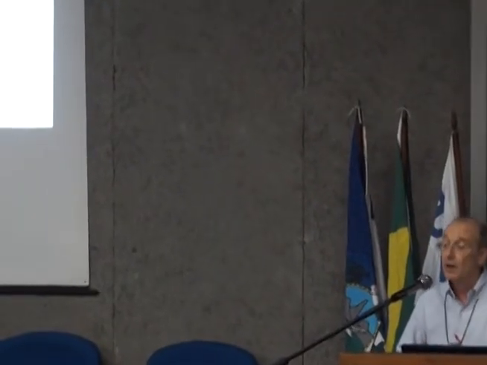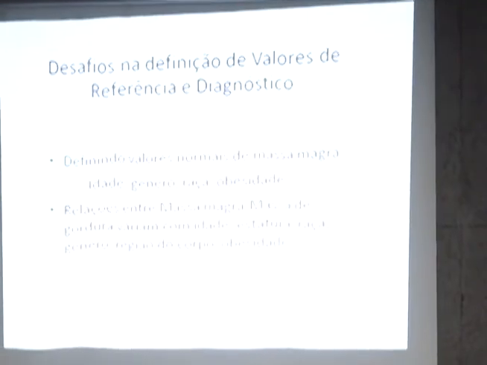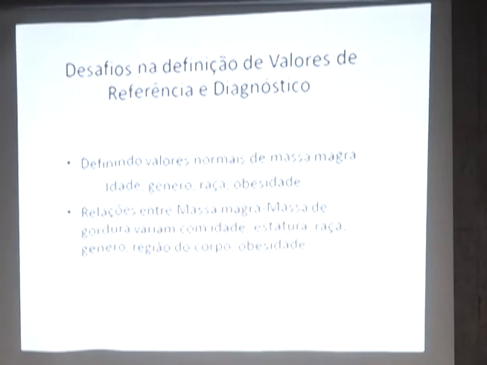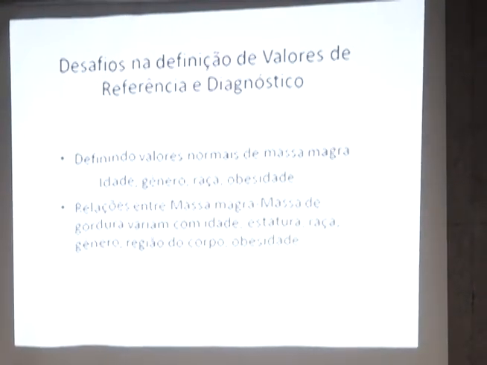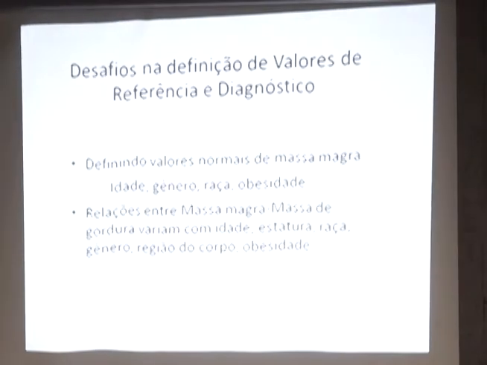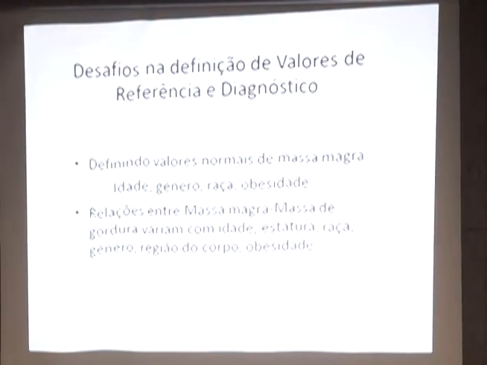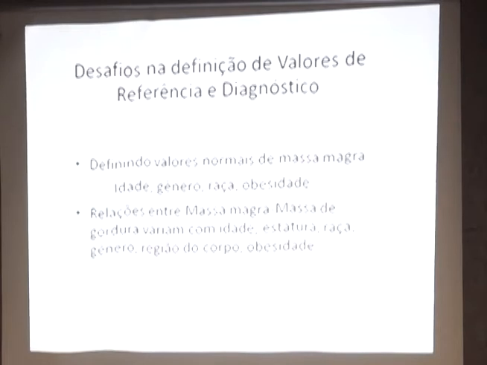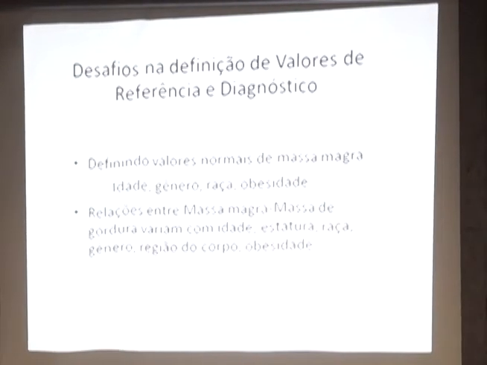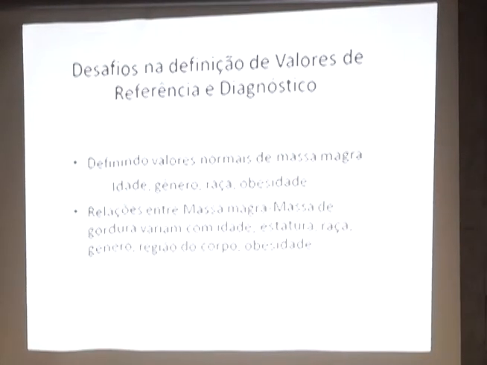Normal lean mass varies with your age, your gender, your race, also your fatness level, also your level of fitness. A variety of factors affect what might be normal, so we need to describe it for different populations. The relationship between fat mass and fat-free mass varies with age as well. It varies with height, gender, and body region, obesity. And so it's complex to define normal.